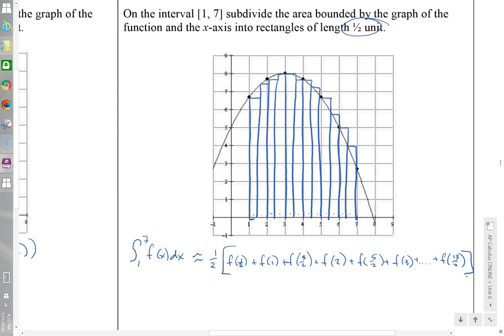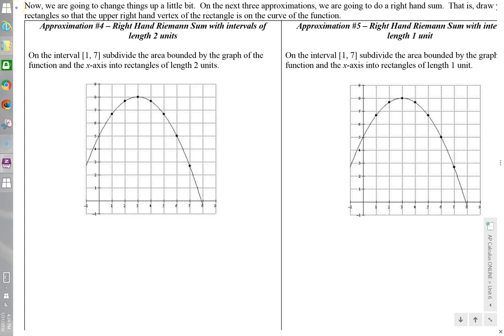So you can go ahead and perform the arithmetic and then check your answer. I'm going to give you the answer, so pause it. Adding up all 12 rectangles, multiplying that by 1/2, because that was the width, I got about 40.917. On the next page, let's look at right-hand Riemann sums.